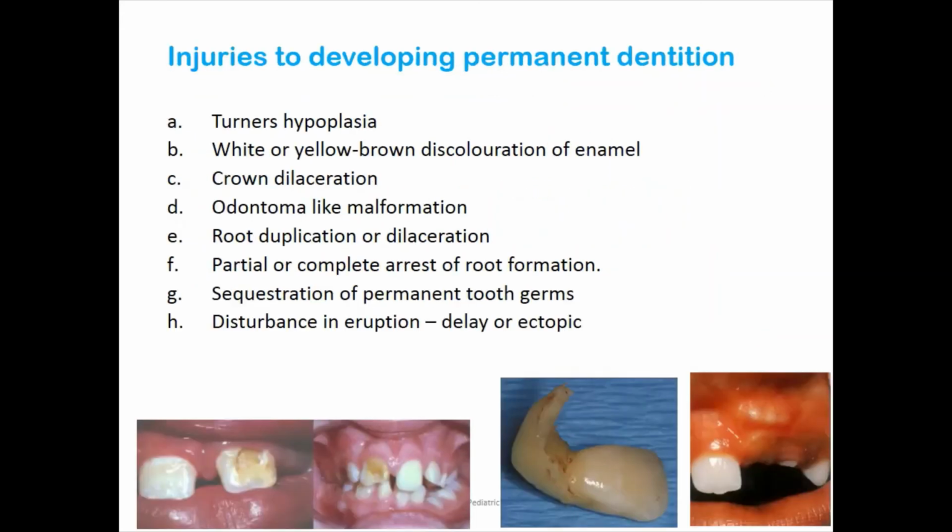Injuries to the developing permanent dentition can be like Turner's hypoplasia. As we all know, Turner's hypoplasia is a single tooth discoloration, as we can see here. This is due to the trauma to the permanent tooth bud or tooth germ from the primary tooth. Or yellow or white or yellow-brown discoloration of the enamel, crown dilaceration, odontoma-like malformation, partial or complete arrest of root formation, sequestration of the permanent tooth germs, or the most common, disturbance in eruption, or delayed or ectopic tooth eruption.